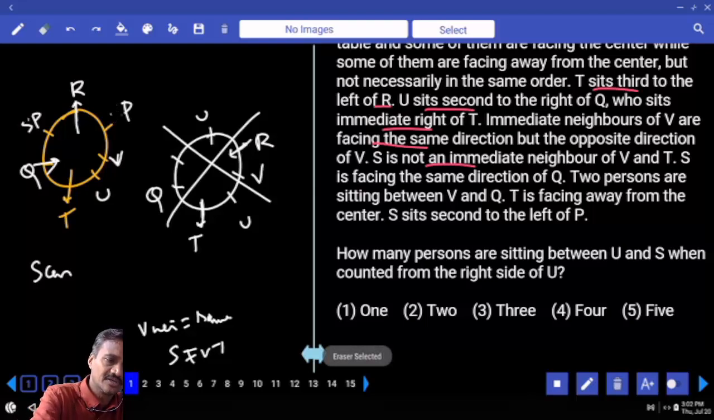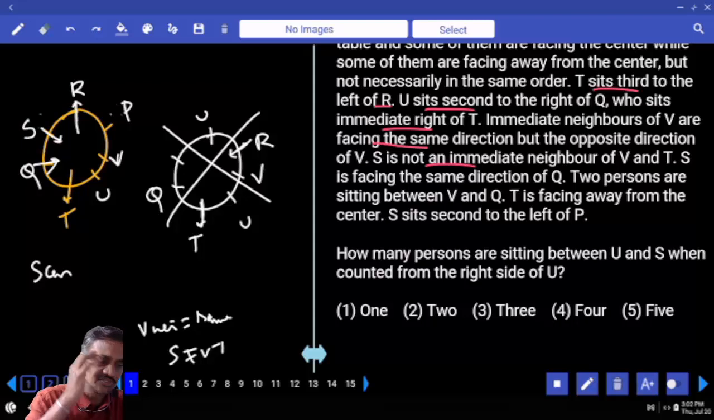S cannot be here, then S is here, isn't it? S is here. And S is facing towards which direction? Center. And S is facing the same direction as Q. S and Q are facing the same, and 2 persons are in between V and Q, and T is away.